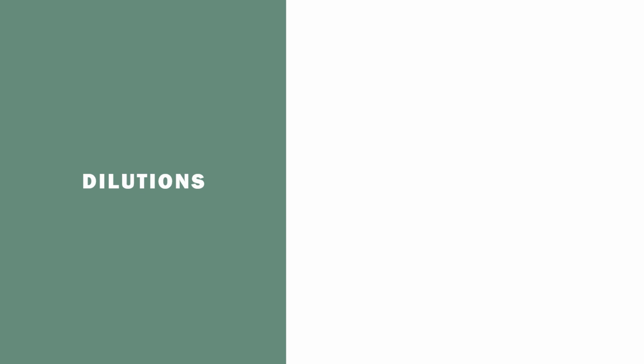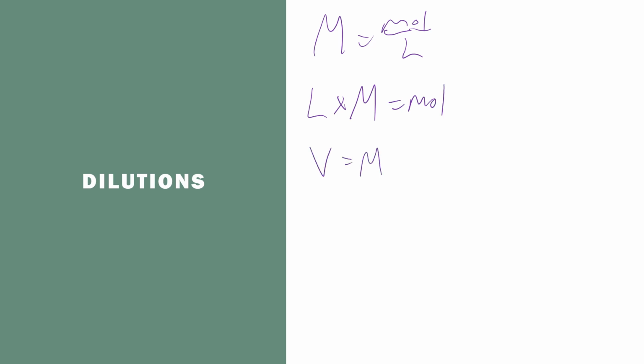So when you dilute something, you're adding water to it. But the moles of your solute stay the same. Now from there we can take that molarity equation, which is moles per liter, and if you rearrange that, liters times molarity gives you moles. If I replace liters with V for volume, volume times molarity will give you moles. Now, when you're adding water, the volume changes, but the moles stay the same. So from here, we can get M1V1 equals M2V2.